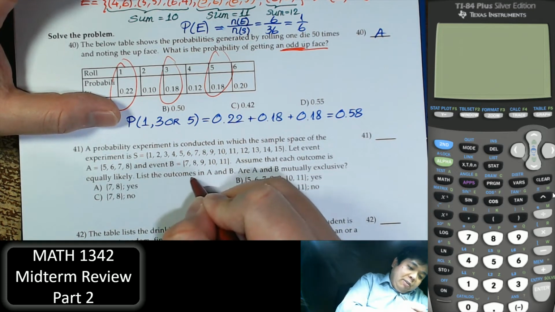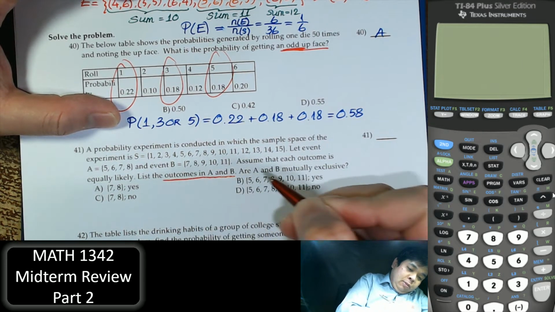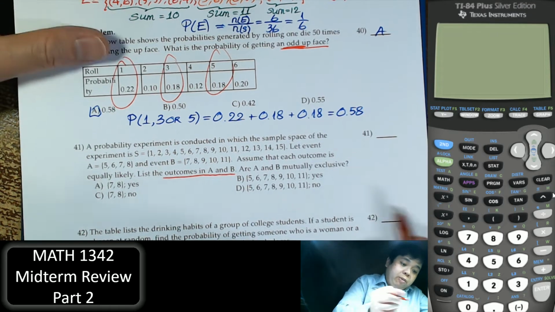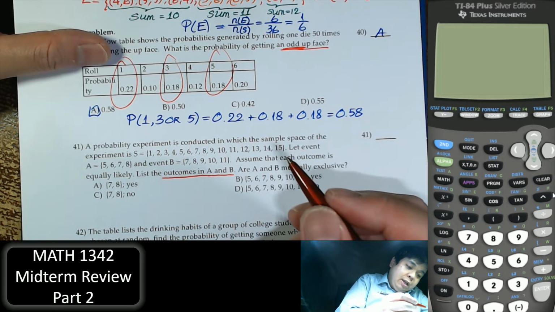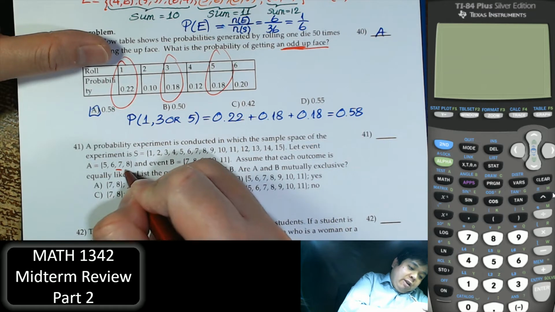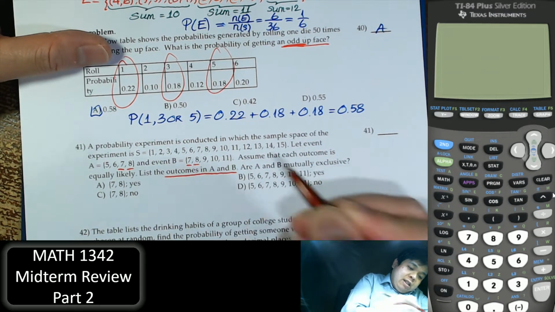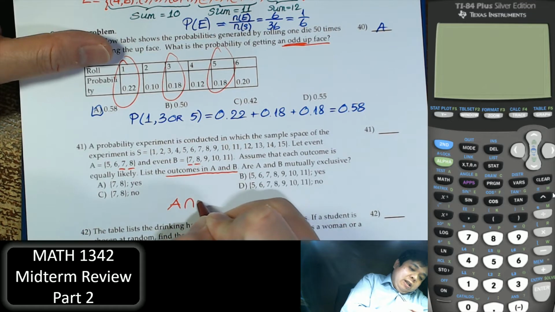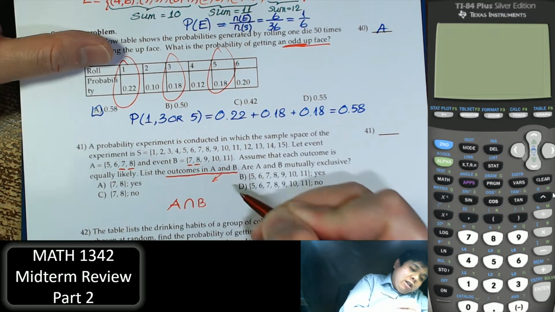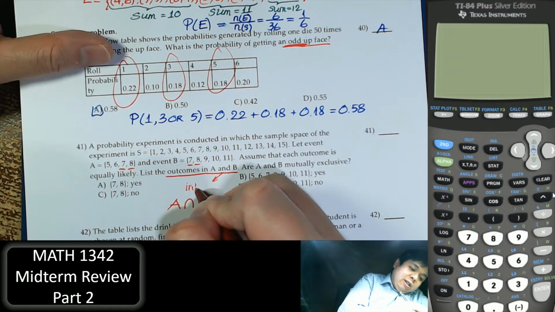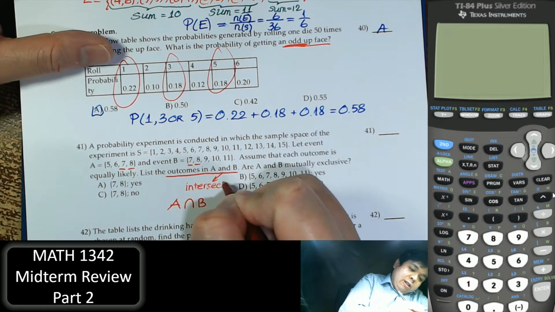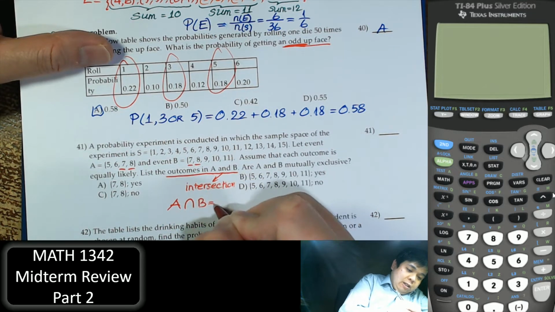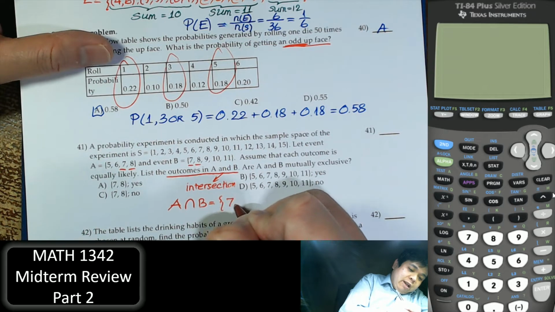Outcome in A and B. So they have to be in both. Notice that there's 7 and 8 in both of the sets. So we say A and B. The and here characterizes the intersection. And we have 7 and 8.